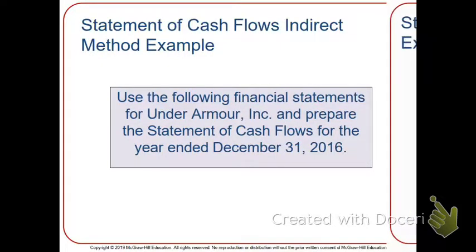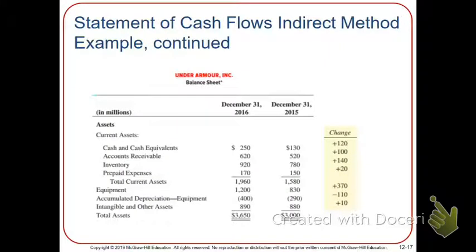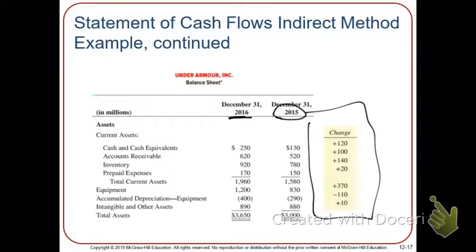So Under Armour is already going through and giving us the change. Sometimes, like in your homework or in a problem that we will probably do based on time, you have to do some calculations and you have to subtract. If you have to do the subtracting, keep in mind this is the current year, this is the old year, so you are subtracting going this way. In other words, it went up 120,000. So you have to make sure you're subtracting the right way.